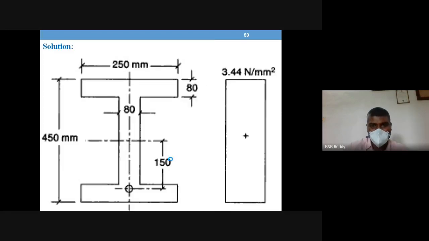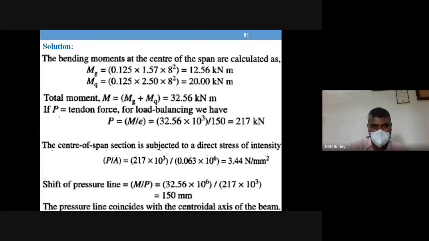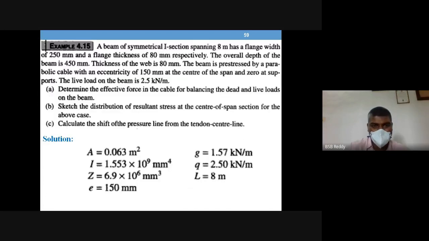Right. That was it, and also let us see the solution of this one.